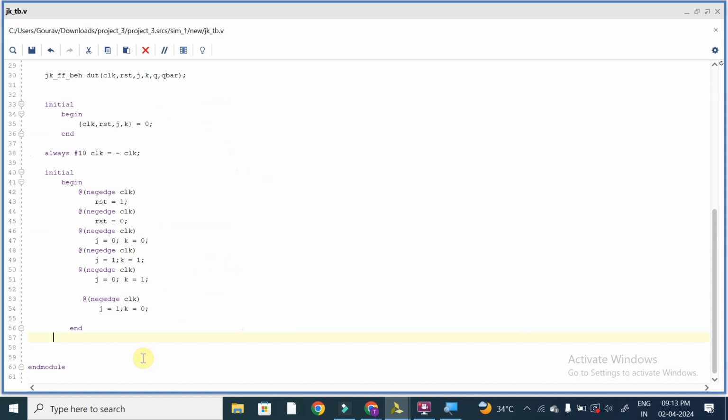So is this test bench clear? So is it clear how we write a test bench for a flip flop? Is it clear, right? Yes, bro.